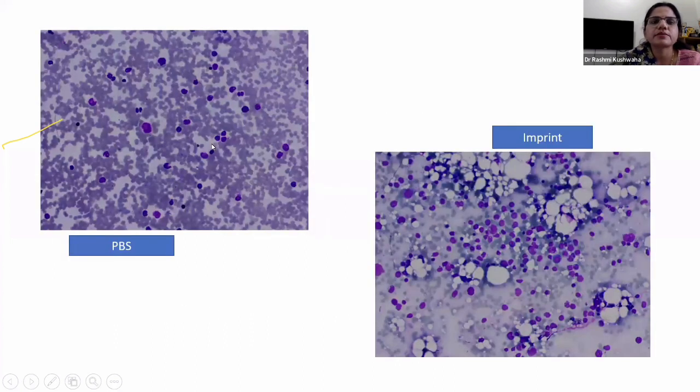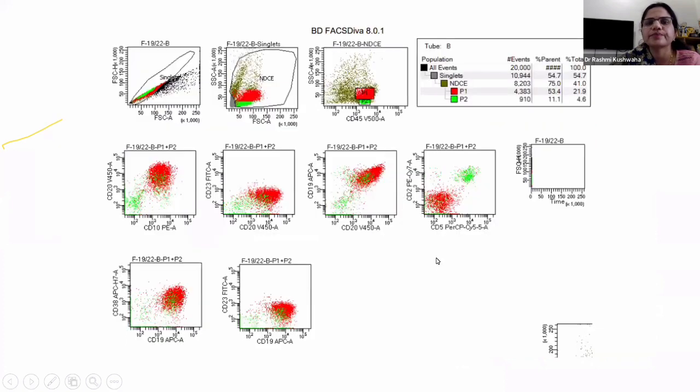So this is a peripheral smear showing increased count with increased lymphocytes. The bone marrow aspirate was diluted, so this is an imprint smear, which is definitely showing an increased number of lymphoid cells. Again, we plan to gate on CD45 versus side scatter. We put 2 gates here depending on the 2 different clusters that we got, and probably the red one is the population of interest.